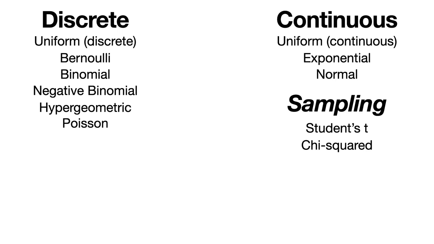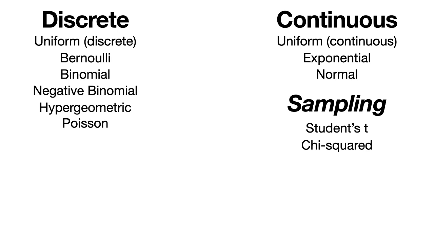For the continuous probability distributions, this is over a continuous sample space where the probability at any given value that the random variable can assume is 0, but we can calculate the probability over an interval of values. We have, of course, the uniform distribution again, this time over a continuous sample space. The exponential distribution, which is the continuous cousin of the Poisson discrete distribution, gives us the probability of a given time period between occurrences of an event.